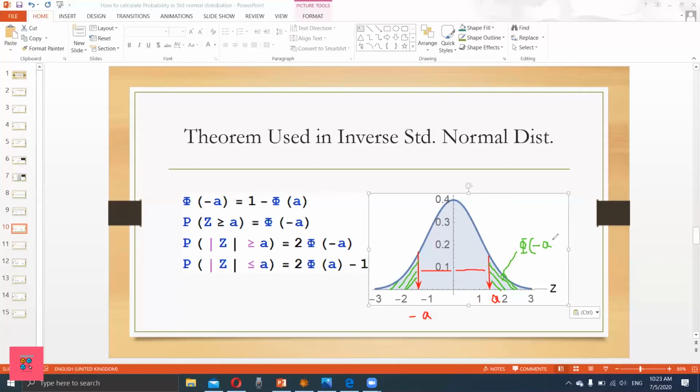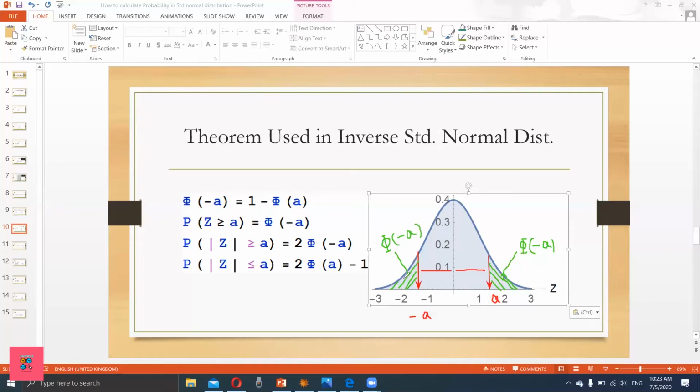And this is obviously, again, phi of minus a. Both areas are phi of minus a. That's why I'm trying to write it as capital phi. Don't confuse it with small phi. Small phi is always used to denote the PDF of the standard normal distribution function, while capital phi is the shaded area, the probability.